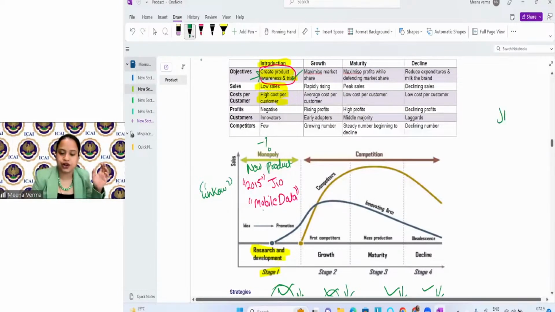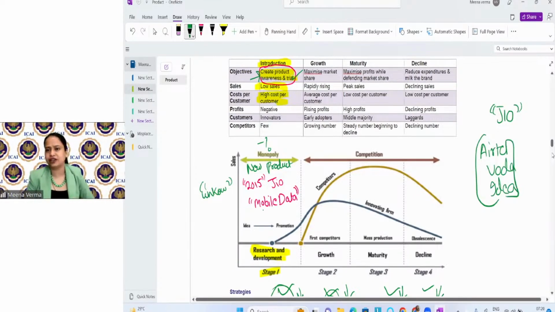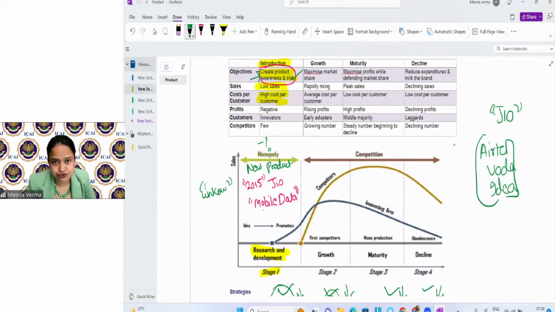So before the introduction of Jio in the market, before the introduction of Jio, Airtel, Voda, Idea, they were very strong competitors in the market. Very strong competitors in the market before the introduction of Jio.